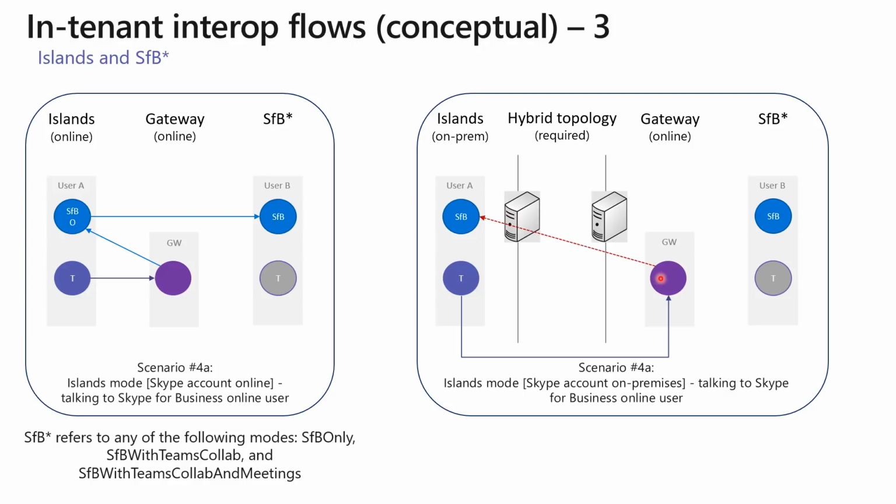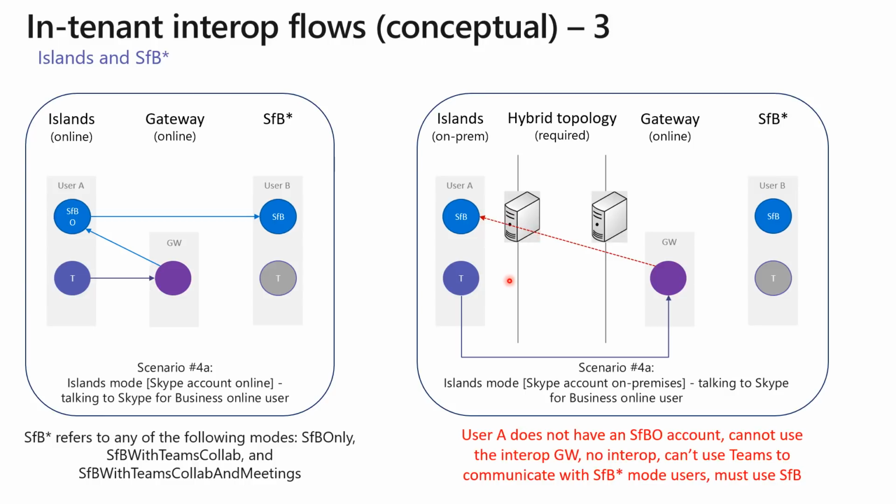Unfortunately, there is no corresponding online Skype for Business account for user A. And the gateway does not have a mechanism to be able to connect to the Skype for Business on-premises account. As such, because user A does not have a Skype for Business Online account, they're not able to use this interop gateway. That means this user that is in islands with their corresponding account for Skype for Business on-premises cannot use Teams to communicate with any of the users that are in the SfB star mode.